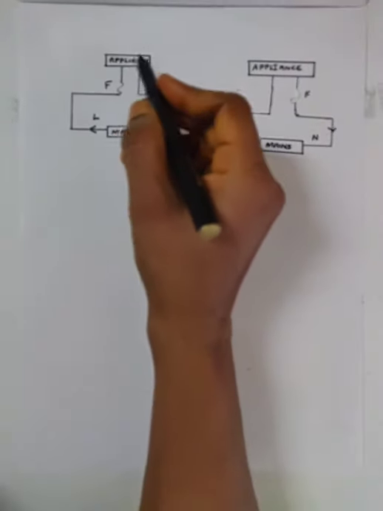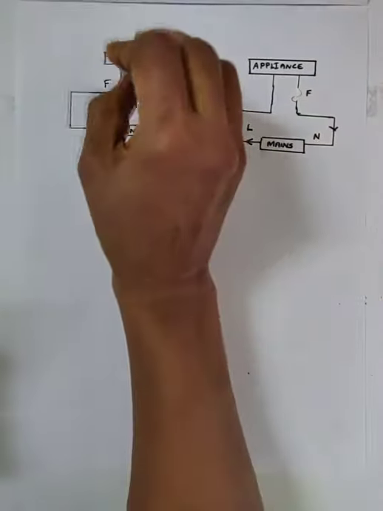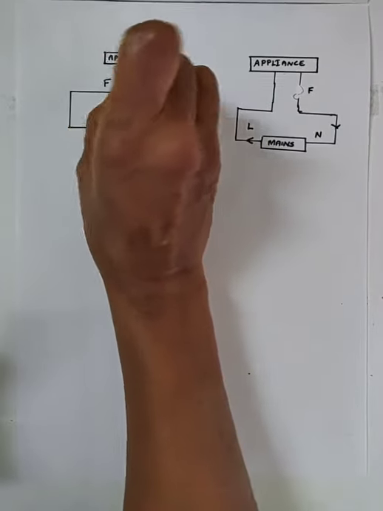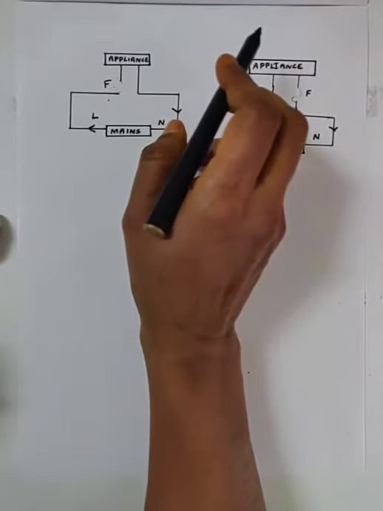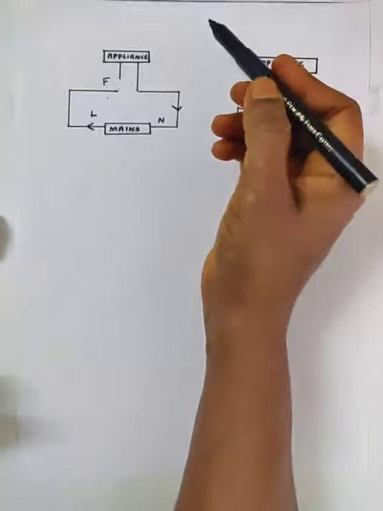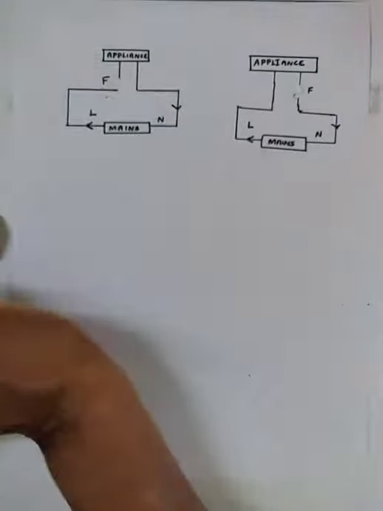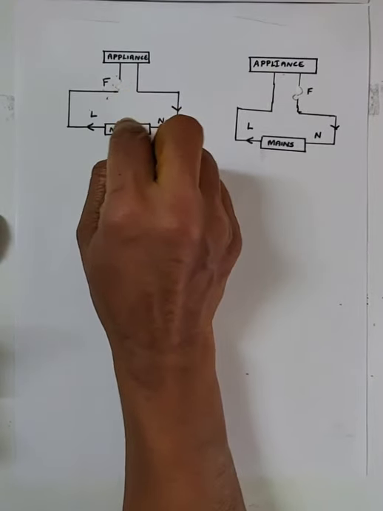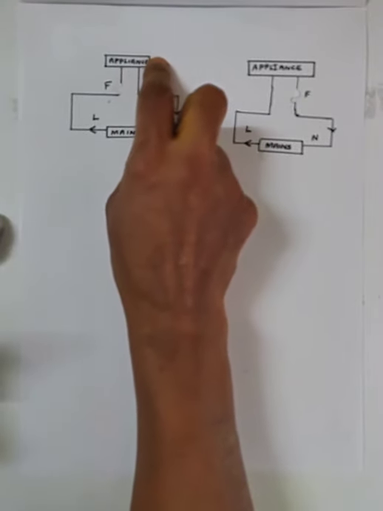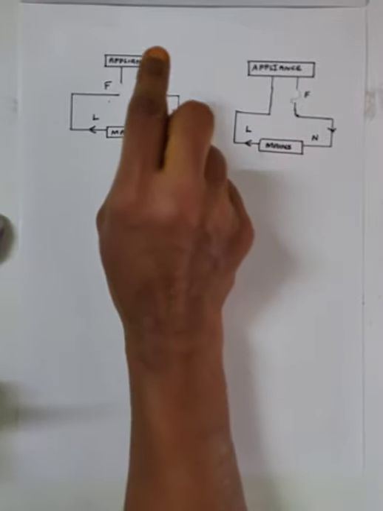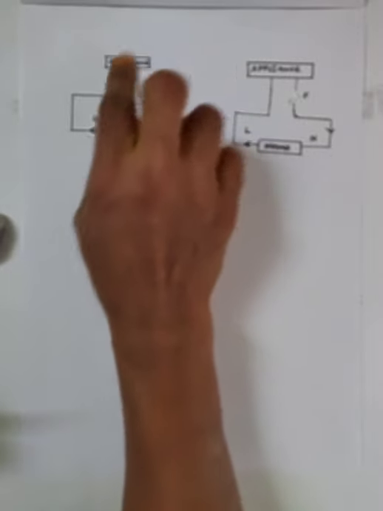Suppose due to some fault in the appliance or due to overload, the fuse blows off. Then no current flows into the appliance, and the appliance will not work. Now you can take out the appliance, do the repairing work and again connect the fuse. Yes, the circuit will work. Here the fuse is connected in the live wire. Due to overloading or any fault in the appliance, the fuse blows off, no current flows into the appliance. Then we can carry out the repairing work and replace the fuse.